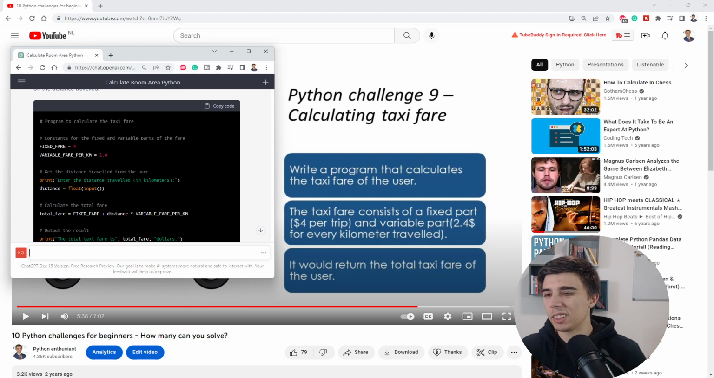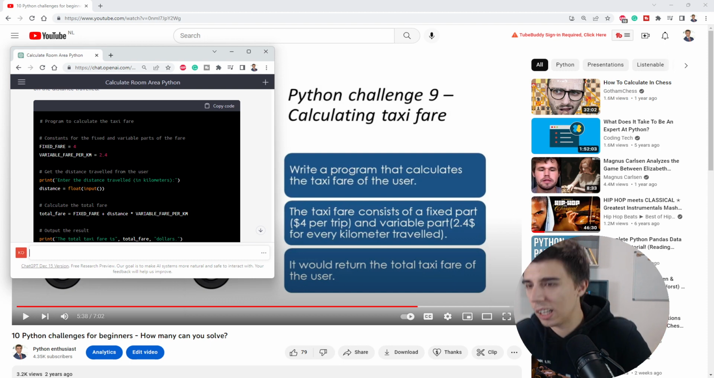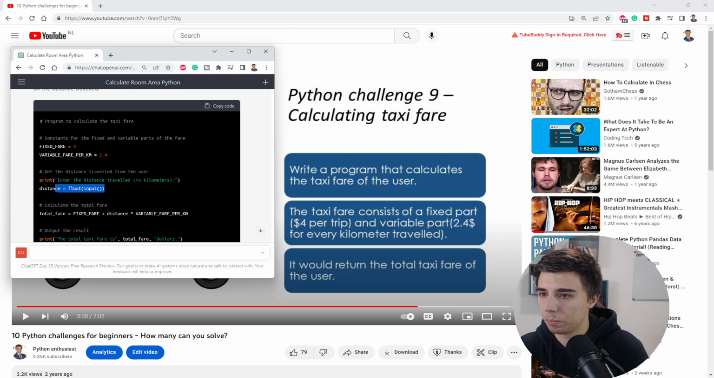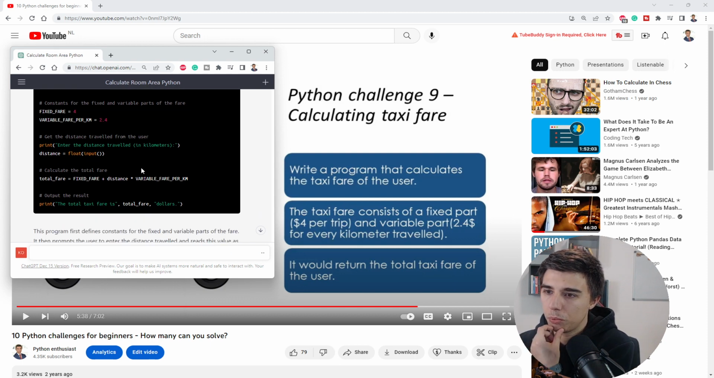But of course, the same challenge is, what if the input is, I don't know, 10 kilometers, then it cannot be converted into float. So there is no way to figure that out. So fixed fare plus distance times variable.